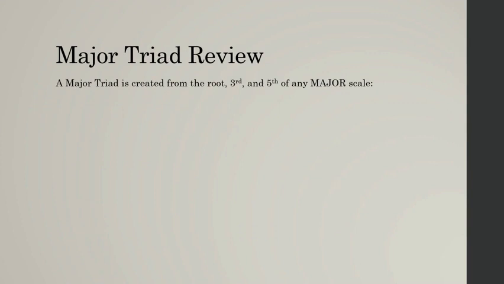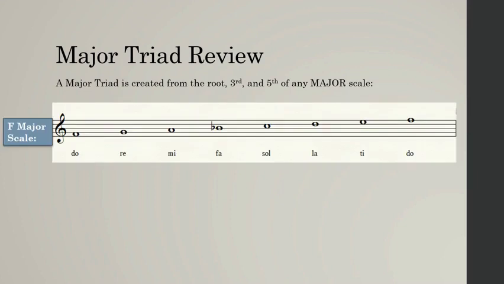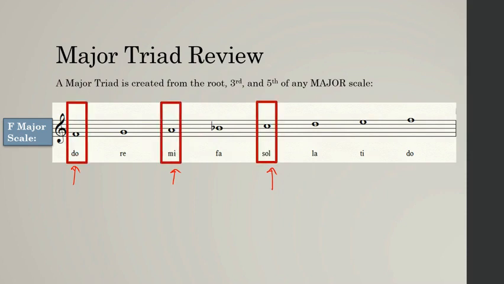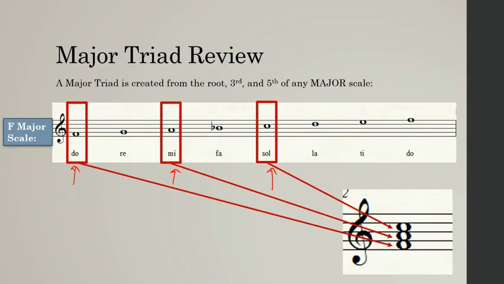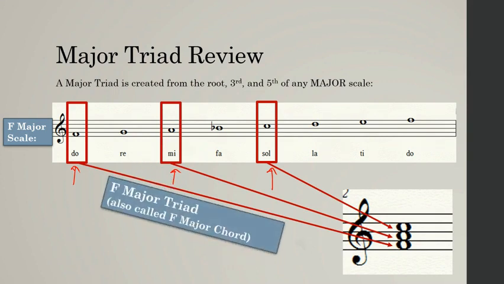So major triad review is created when you take the root, third, and fifth of any major scale. So if you did an F major scale, use your circle of fifths, use your whole steps and half steps pattern, but you're going to take the root, the third, do, mi, and so, and the fifth. And that is that major triad, do, mi, and so, or in this case, F, A, and C. And that is going to be your major triad. Okay? Boom, there it is, F, A, and C. It is a major triad.